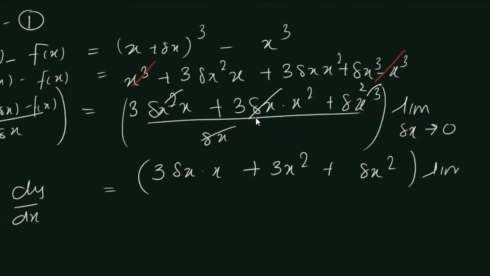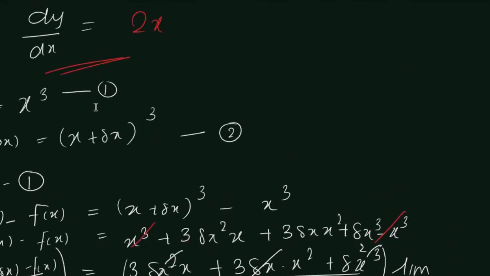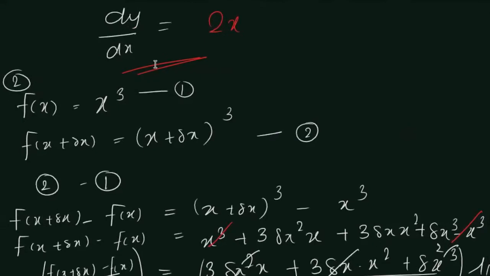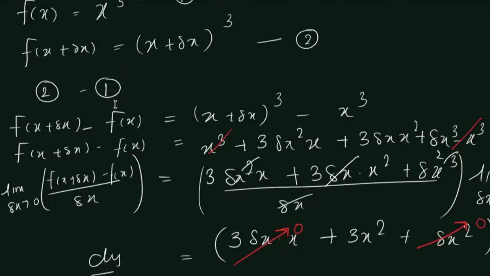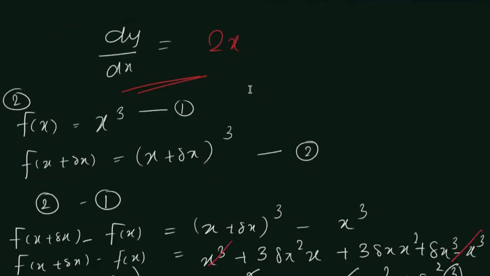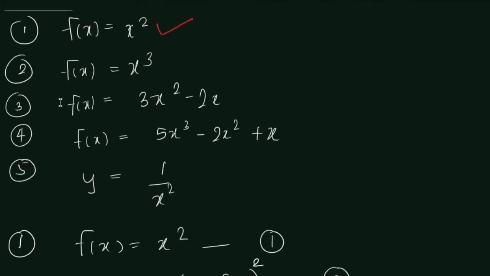So when limit Δx goes to 0, what happens? Since there is a Δx on this term, it's going to go to 0. This is also going to go to 0. So dy over dx is simply going to be 3x squared. This is going to be the answer. So that's the answer for x cube. When we differentiate x cube, it is going to be 3x squared. Fine. Let us move on to the next problem.